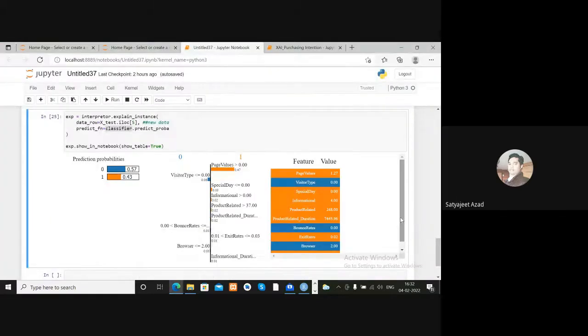So this is how you can explain, because now my model is able to explain what is making 1 and 0, what is making 0 and 1, purchasing intention. So we can focus, as an e-commerce company, on these features.